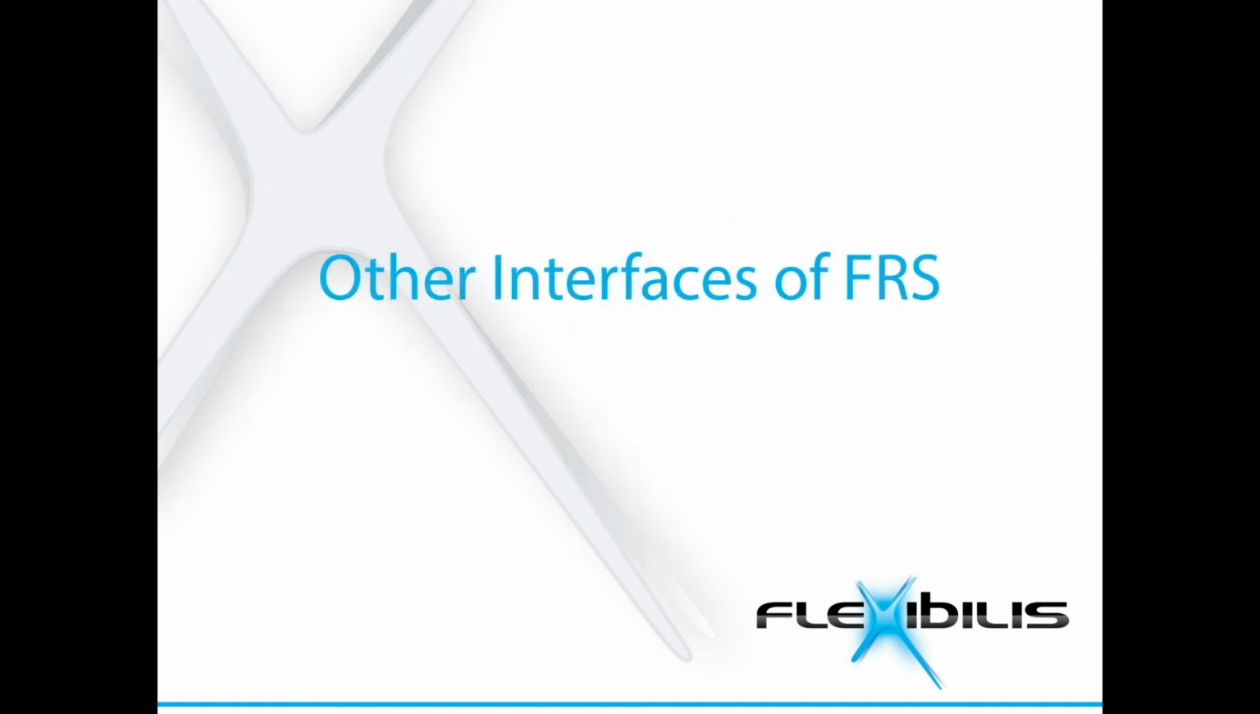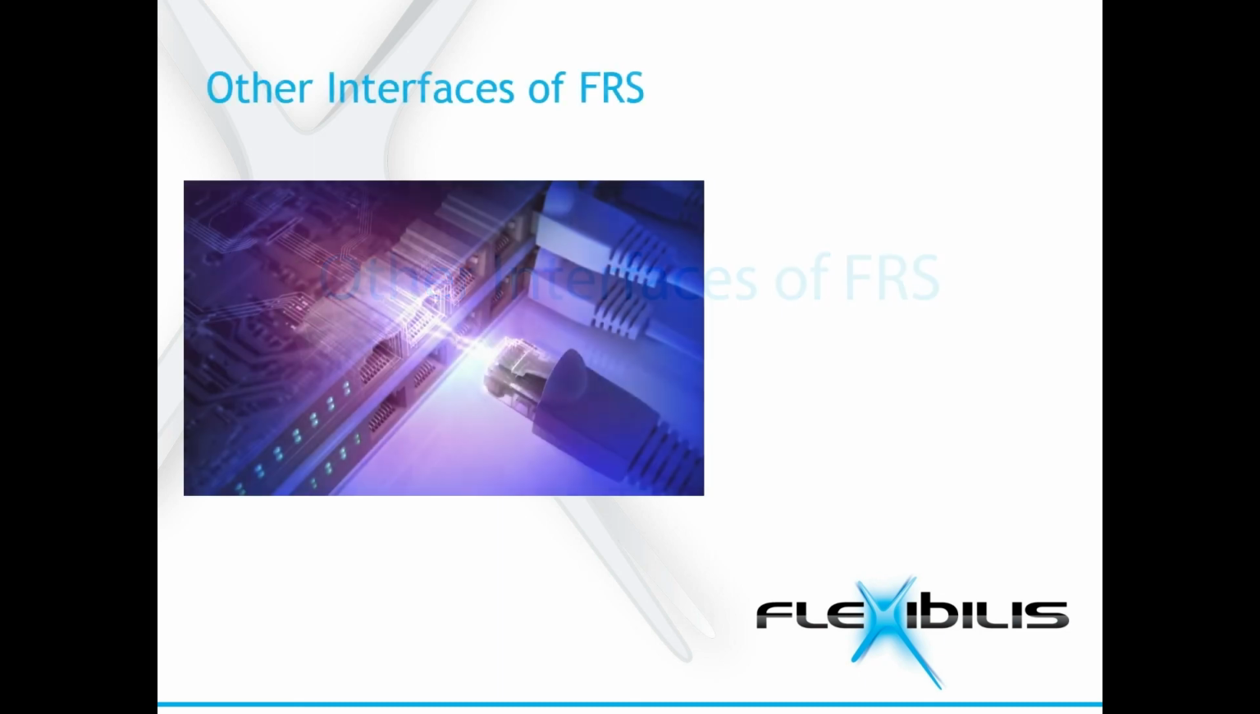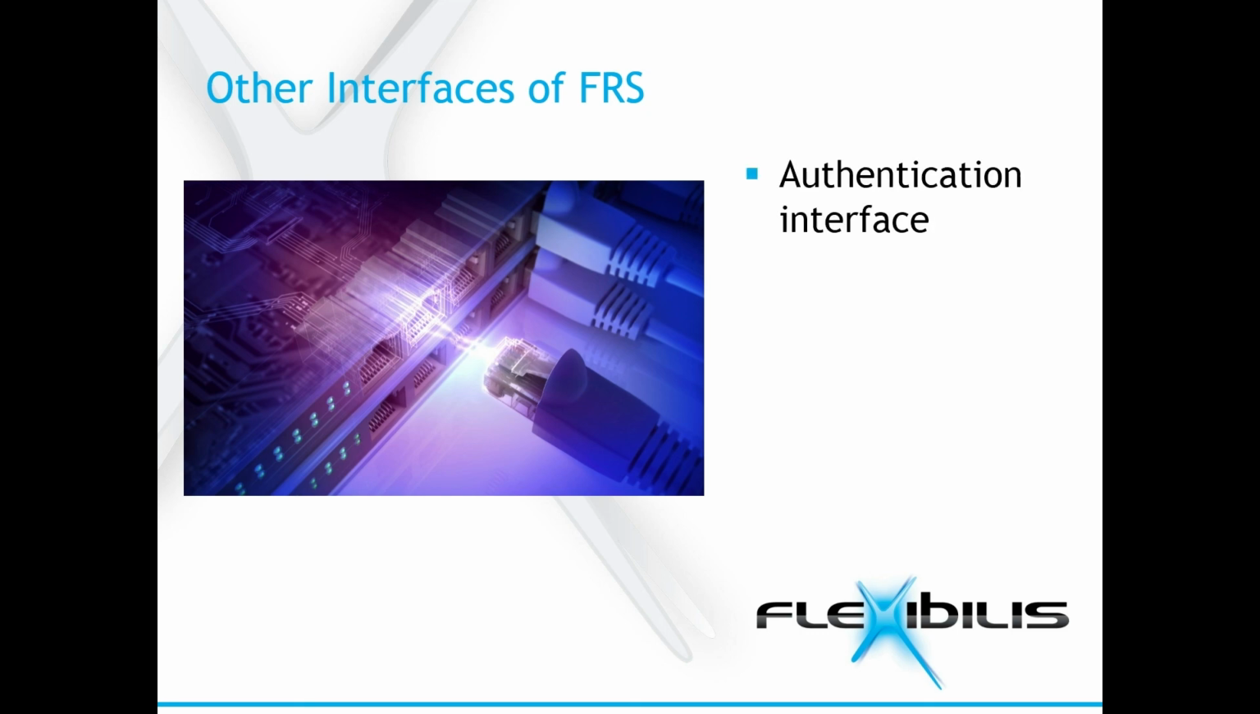Next, we will move from the Ethernet interfaces to the other interfaces of FRS. In addition to the Ethernet interfaces, FRS has a few other interfaces. These are the authentication interface, Avalon slave interface, and time interface.